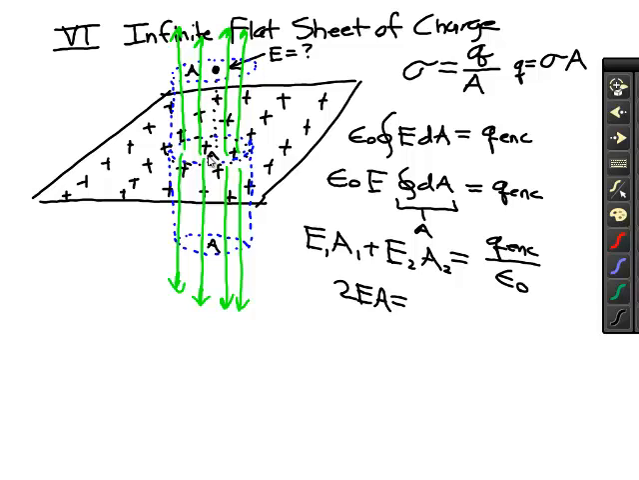We've got these two, and we're just going to deal with that area. So I'm going to say sigma A on top, epsilon naught on the bottom. Notice I didn't replace A with pi r squared because we lose it. So E is equal to sigma over 2 epsilon naught. And that's it. That's the whole story.